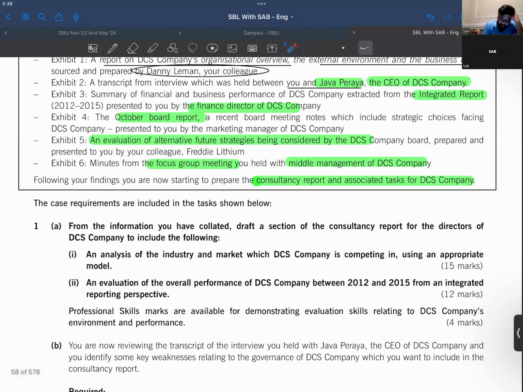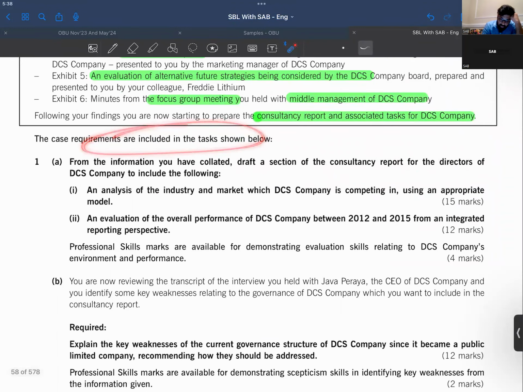So the case requirements are included in the task shown below. Now, I would just ask you to make a list of what the requirements are, right? Just on a rough paper, make a list of what the requirements are, right?